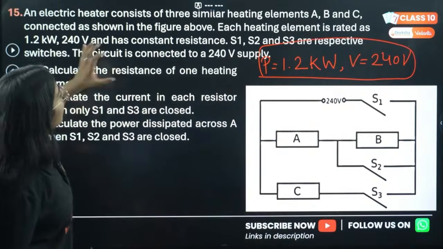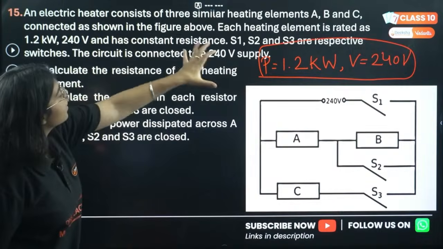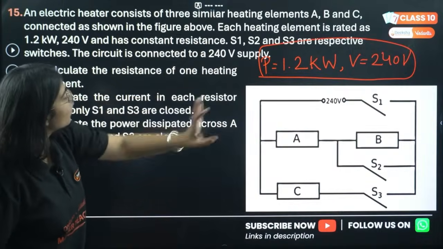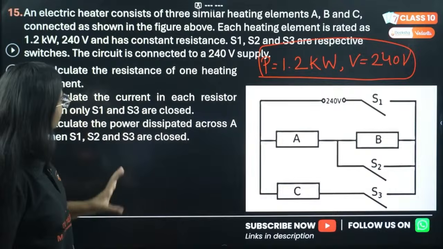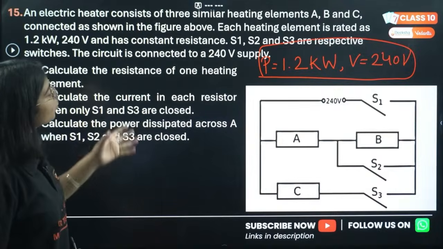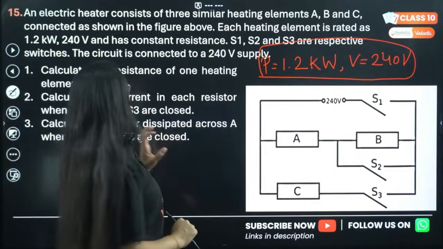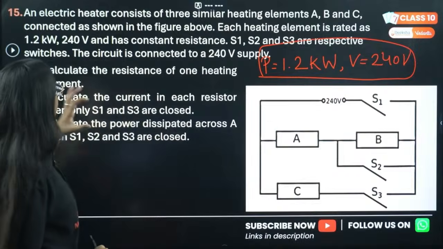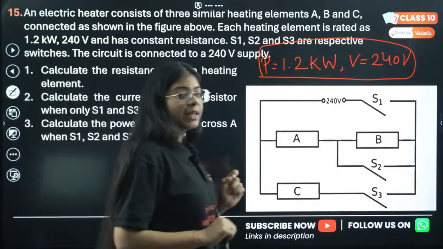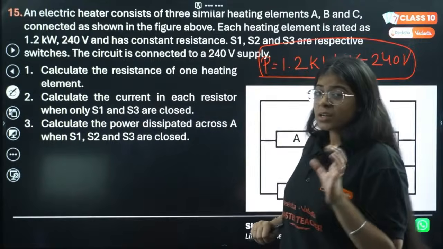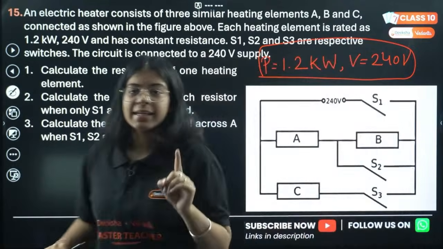They have constant resistances. S1, S2 and S3 are respective switches. The circuit is connected to a 240 volt supply. Now what we need to find: calculate the resistance of one heating element.